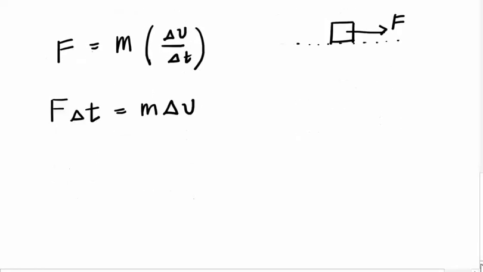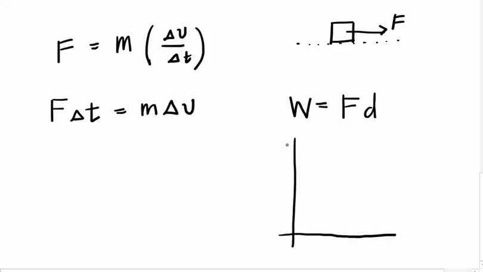Okay. So force times time. Now I'm going to try to make an analogy here. We had that work was equal to force times distance, and you just told me that if I take the force versus distance graph and we had a constant force acting on it, then the area under this would be work.